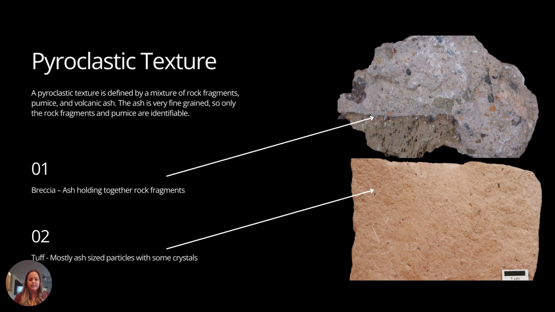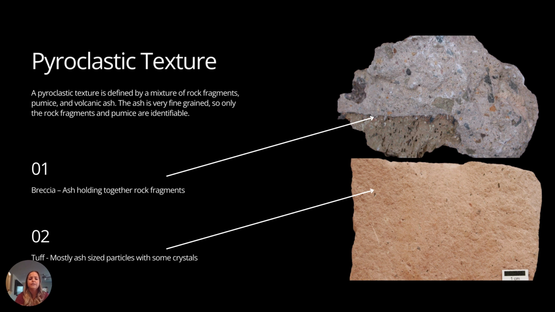Now, this can be all ash, or it can be ash and a bunch of fragments of rocks and maybe some crystals that were trying to form. And so, depending on whether you have all ash or the rock has some rock fragments in it, it's going to be called something different. We have a breccia, which has ash holding together a bunch of rock fragments and some tiny crystals. And then the tuff is almost entirely ash.